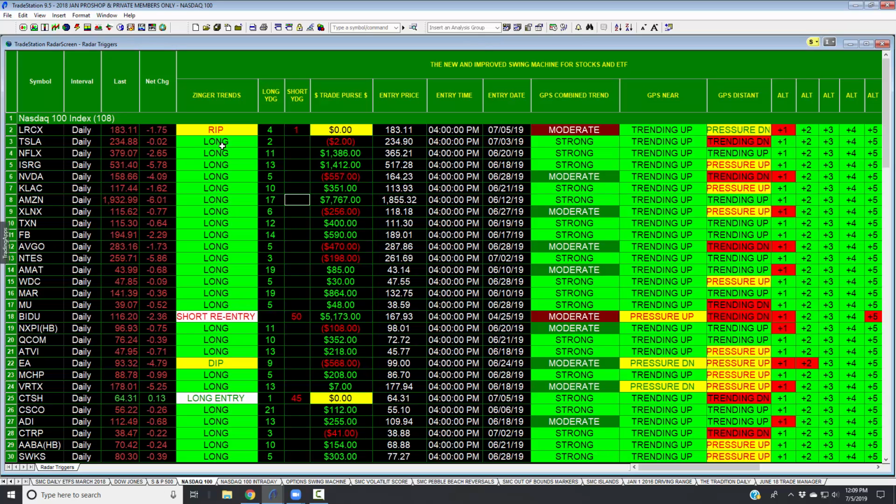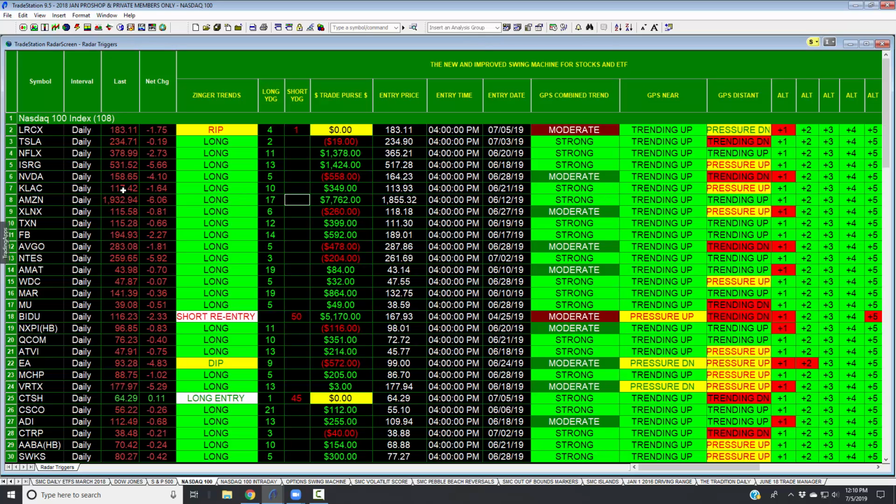The swing machine will tell you what side of the market you should be on, long or short. And more importantly, it will give you a long entry, a re-entry in that direction, or it will show you a dip or a rip. It'll actually show you the number of days it's been in that position, long or short.